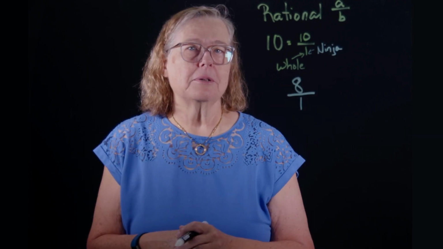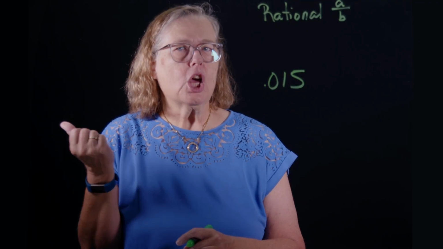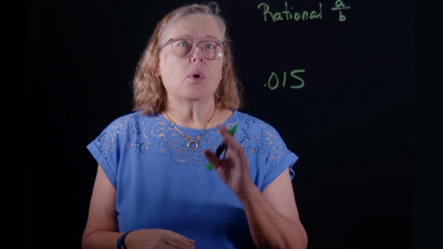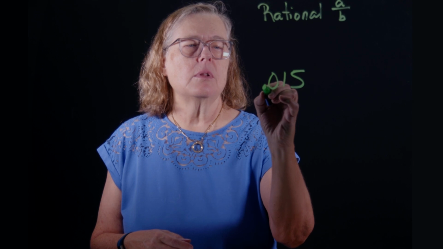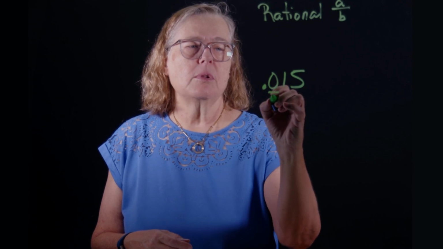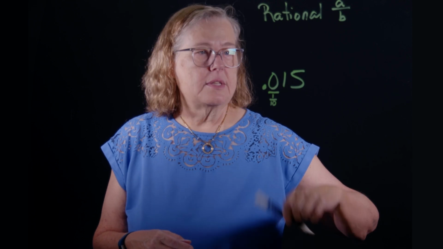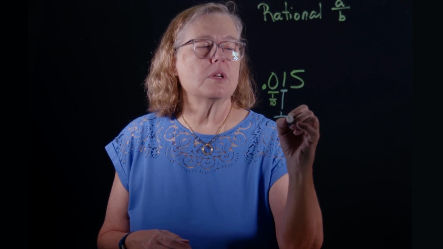It's a rational number. Well, what if I have a decimal? We talked about that a minute ago, that a decimal can be written as a fraction. So let's do that. We're going to use place value. So I know here's my decimal. The first value after the decimal is the tenths place, right? Yep. The second one is the 100ths place.